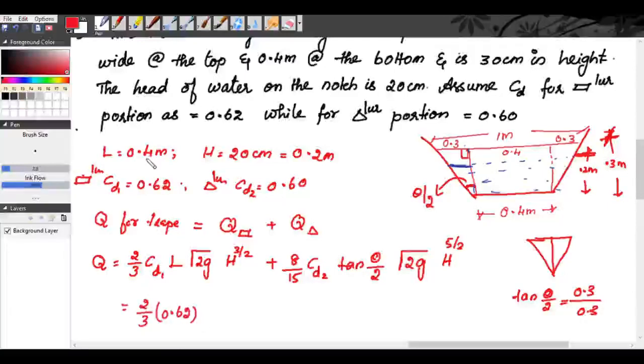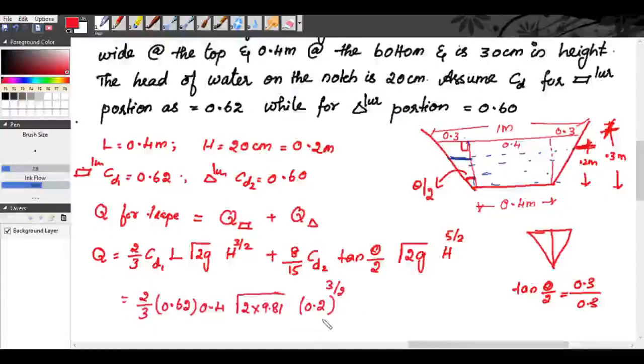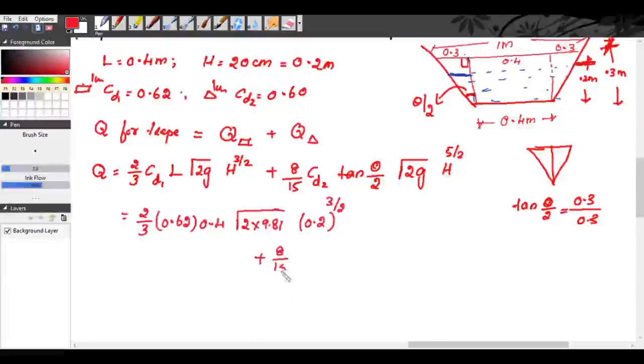0.62 into L is 0.4 into square root of 2 into 9.81 into H is 0.2, right? So 0.2 raised to 3 by 2 plus 8 by 15 into CD2 is 0.6. Tan theta by 2 is 0.3 by 0.3, equal to 1, into square root of 2 into 9.81 into H is the same, 0.2, the whole raised to 5 by 2.